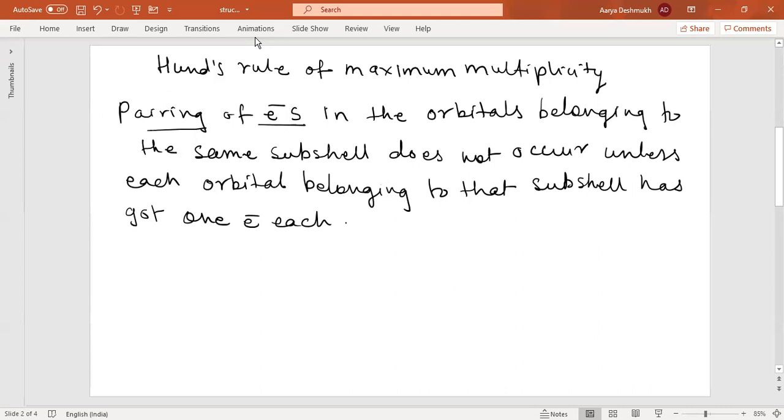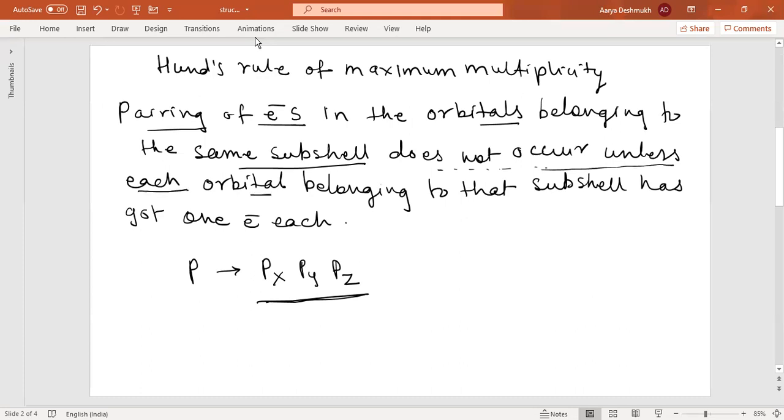While pairing electrons in the orbitals belonging to the same subshell, meaning if this is the p subshell which has got three orbitals like px, py, and pz, while filling up these orbitals, pairing of electrons would not occur unless each orbital belonging to that subshell has got one electron each. This can be better understood with examples.